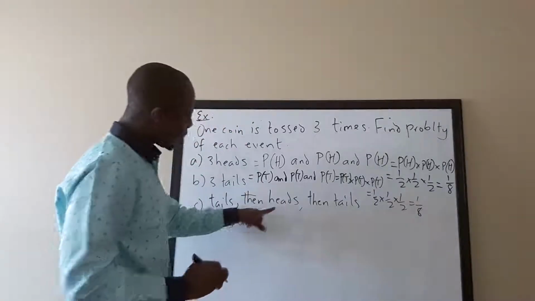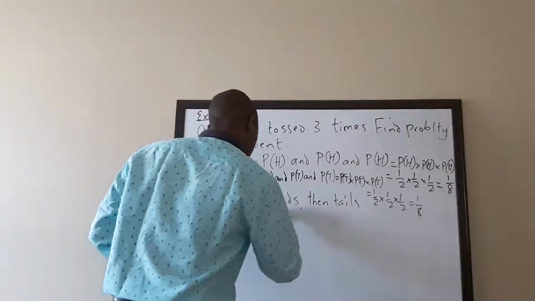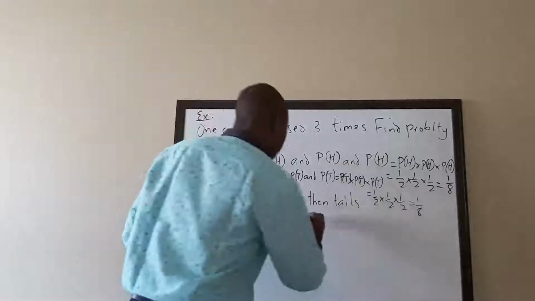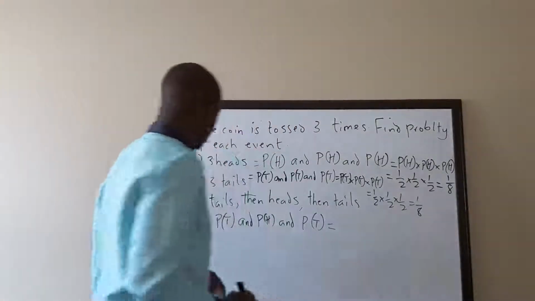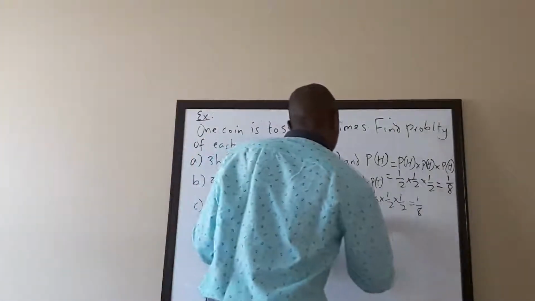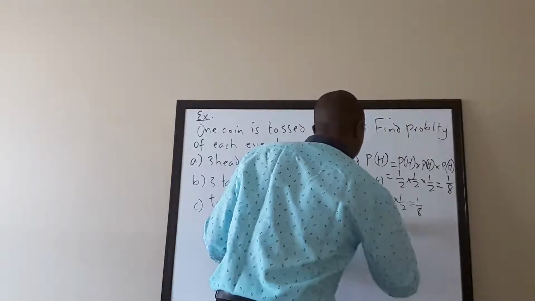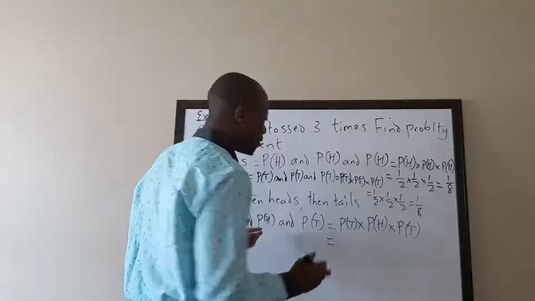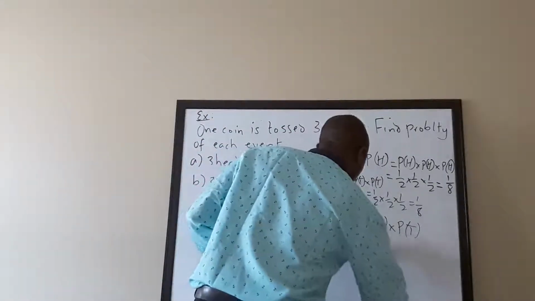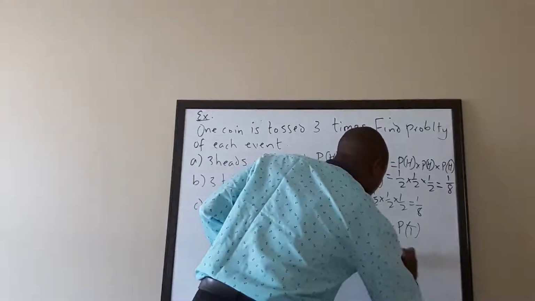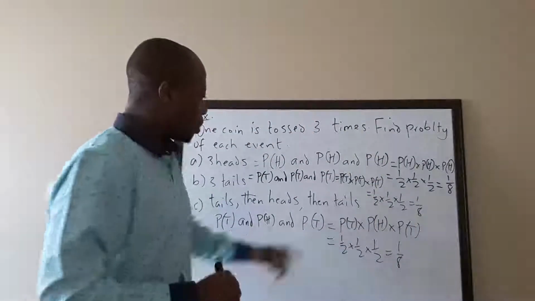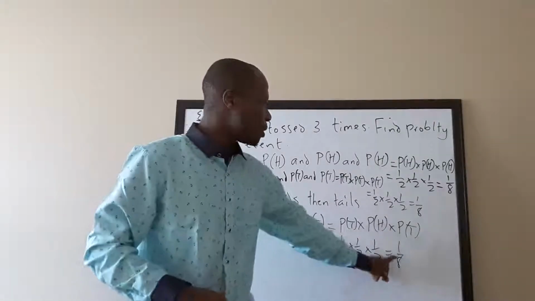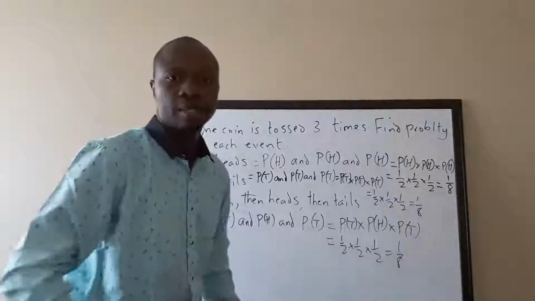So the probability of getting tails is P of T. The probability of heads is P of H. The probability of another tails is P of T. So this is going to be P of T times P of H times P of T. Each one is 1 over 2. So 1 over 2 times 1 over 2 times 1 over 2 equals 1 over 8. Thank you.